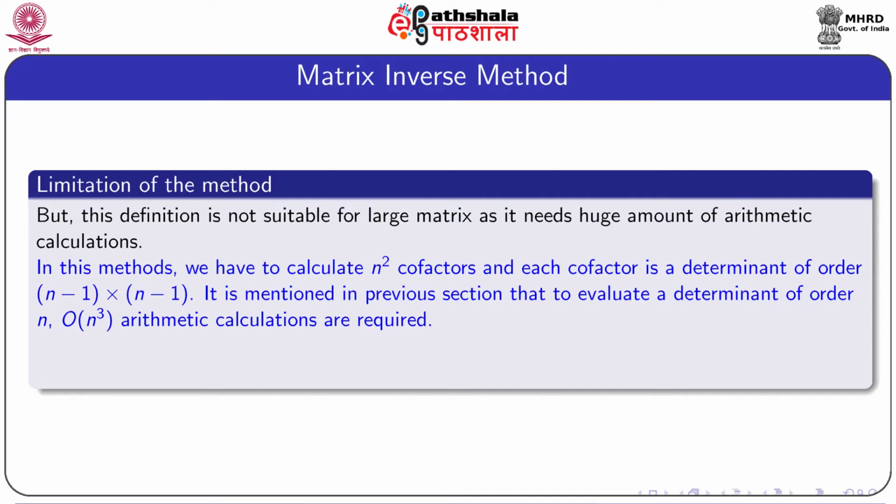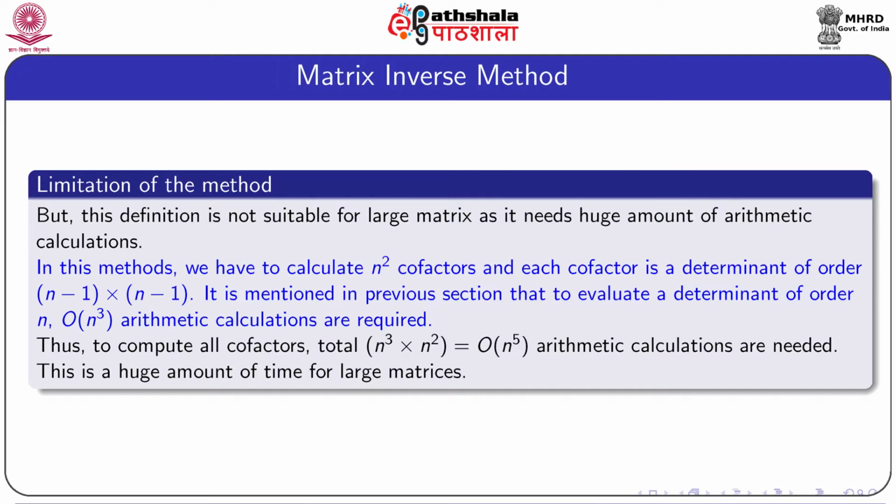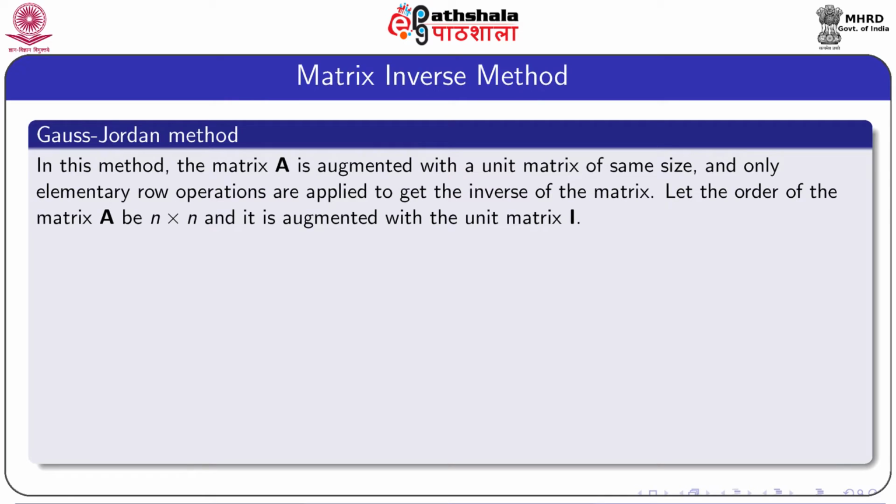And it is discussed in a previous section that to evaluate a determinant of order n by using the Gauss reduction method, order of n cube arithmetic calculations are required. So, using the conventional definition of matrix inverse, the total number of arithmetic computations is n cube into n square, which is equal to order of n to the power 5, and it is a huge amount of time for large matrices or large values of n. So, this method is not suitable. So, we have to design an efficient method to find the inverse of a matrix.